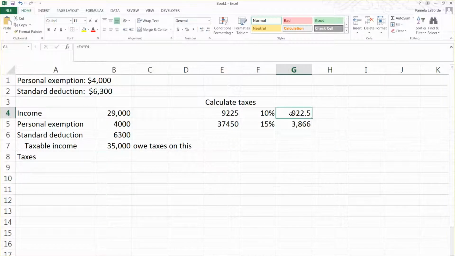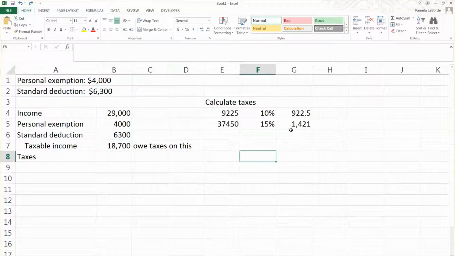The first one didn't change, but the second one went up by quite a bit because this number represents how much tax they owe on this value that's above 9,225. But now I'm just going to hit undo to get it back to where we need it to be. Now if they had made more than $37,450, I'd have to put another bracket here because they would have to pay higher than 15%.